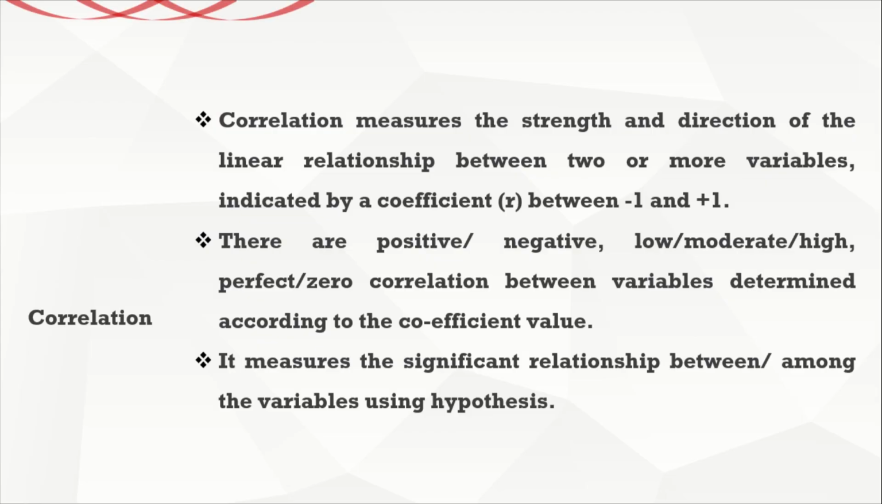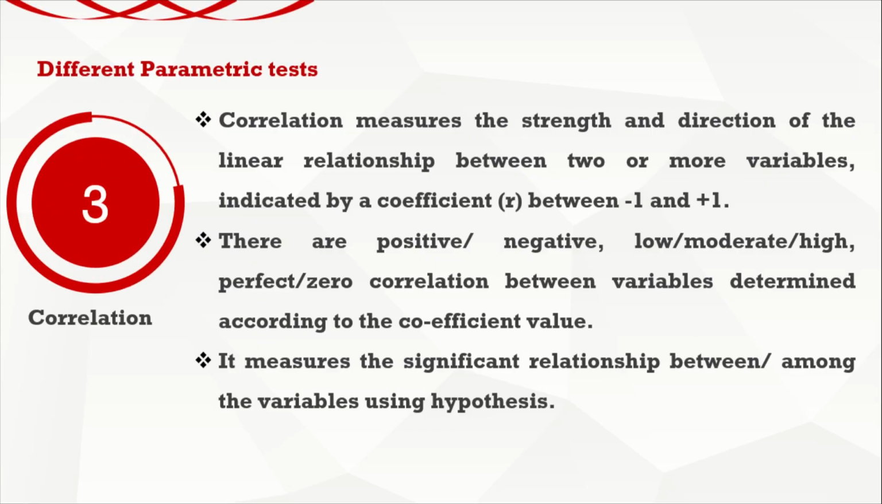Moving to the next parametric test, that is correlation. Correlation measures the strength and direction of linear relationship between two or more variables indicated by a coefficient, that is r, between -1 and +1. There are positive or negative correlation, low, moderate or high correlation, perfect or zero correlation between variables determined according to the coefficient value. It measures the significant relationship between or among the variables using different hypotheses.